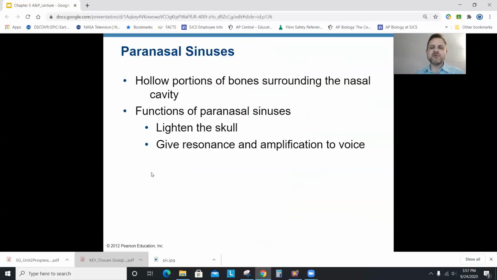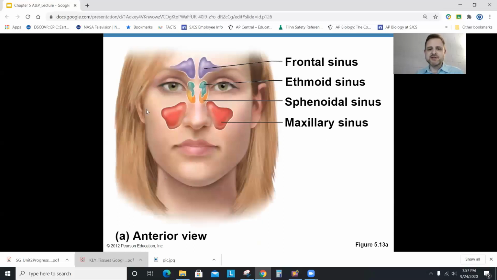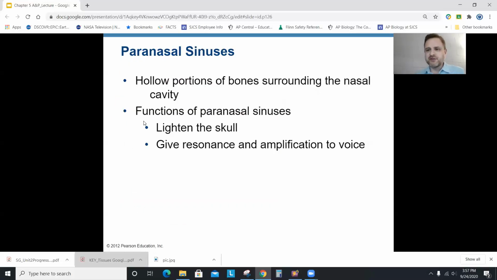All right, so let's move along. So that was a lot of bones for one diagram, and we've only done the head. So your paranasal sinuses. So your sinuses, quick picture here. You can see sinuses. Basically, sinuses are just hollow cavities in your skull. And they do a couple things. One, they lighten your skull to make it more lightweight, so it's easier to move. And those hollow spaces are just filled with air. They can give resonance to your voice, which helps to amplify your voice.